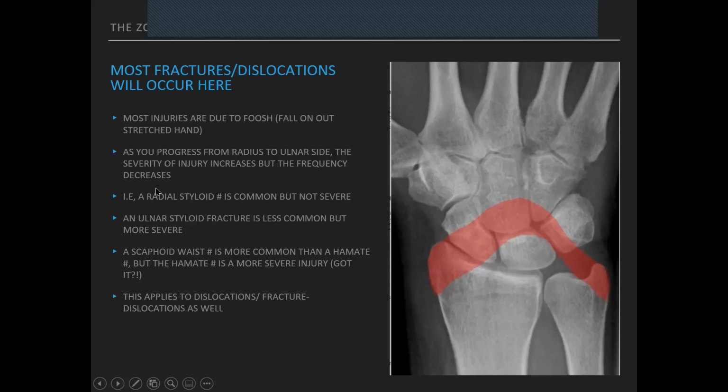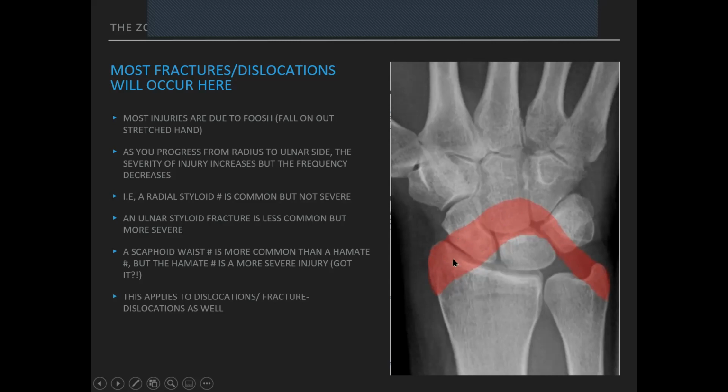So if we look at this, a radial styloid fracture is common but not severe. An ulnar styloid fracture is less common but more severe. It's more difficult to stabilize. And a scaphoid waist fracture is more common than a hamate fracture, but the hamate fracture is more severe. So that's how we look at it. Also dislocations and dislocation fractures as well. So it's just something to consider.